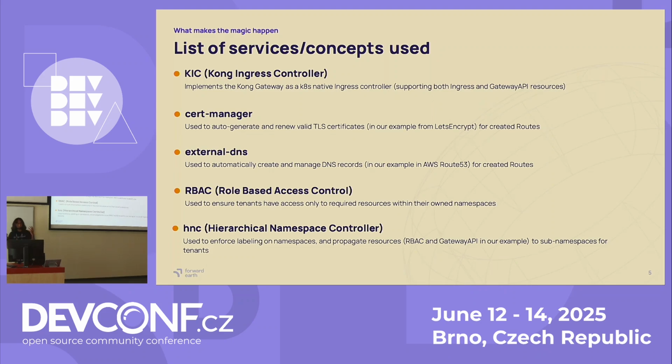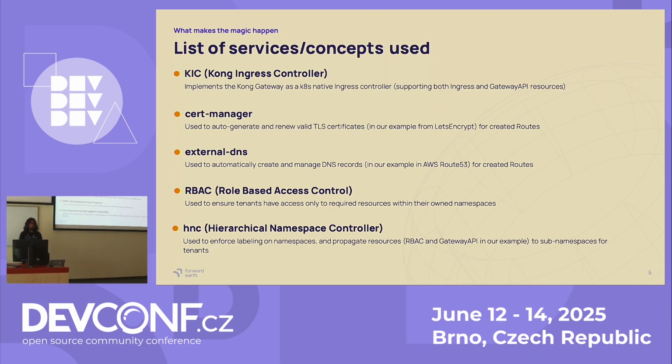RBAC. In Kubernetes, especially in a multi-tenanted cluster, RBAC is very important. It's used to ensure that tenants only have access to resources within their own boundary. In this case, we're considering their boundary to be their namespace or namespaces.